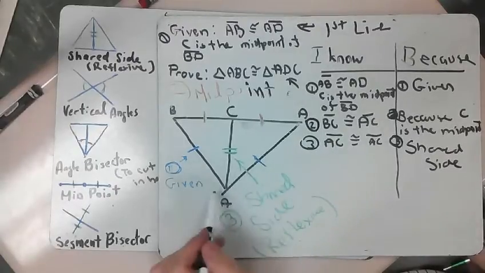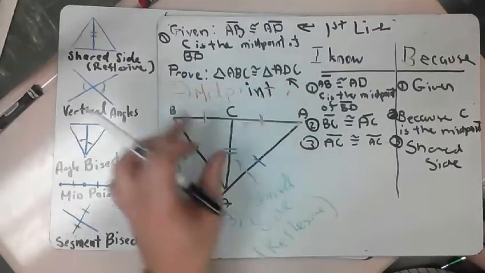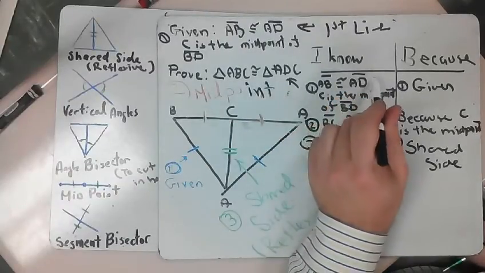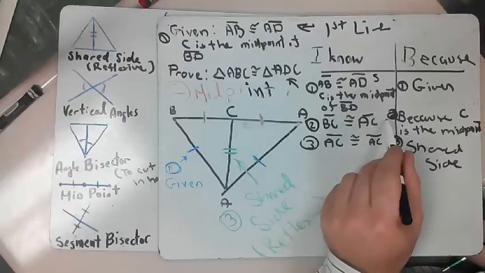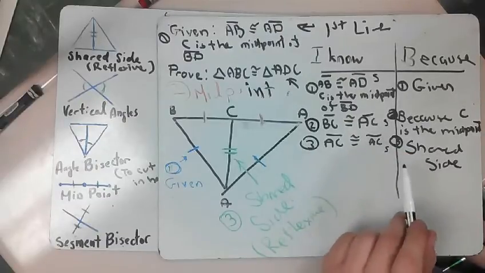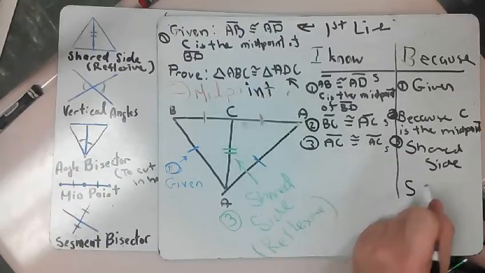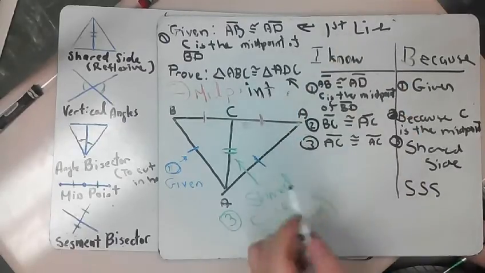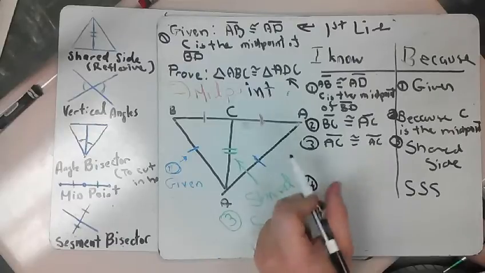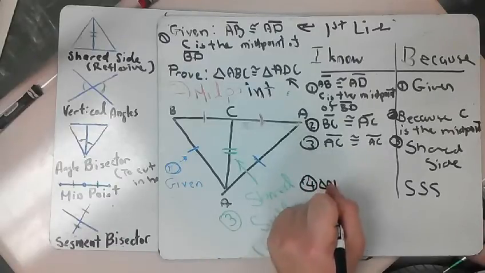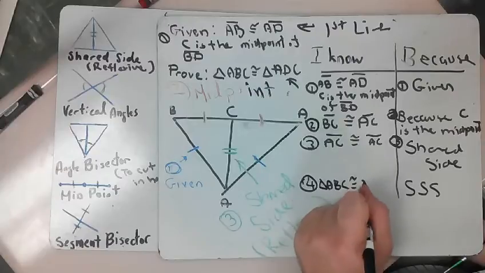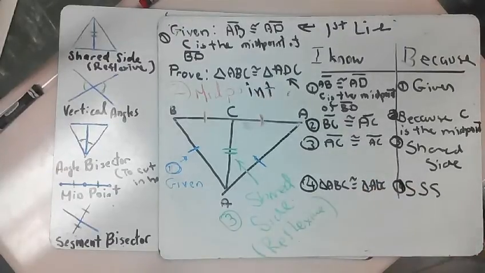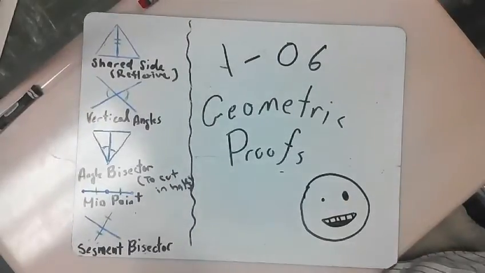Then, number 4, that's enough information to prove that these two triangles are congruent. Look, here is a side, here is a side, and here is a side. That is going to list all these 3 sides, okay? There's the information. So now I could say, for line 4, the triangle ABC is congruent to triangle ADC. That's line 4.